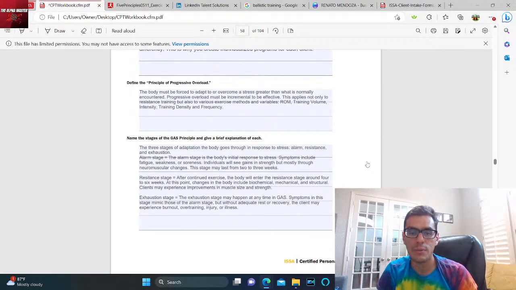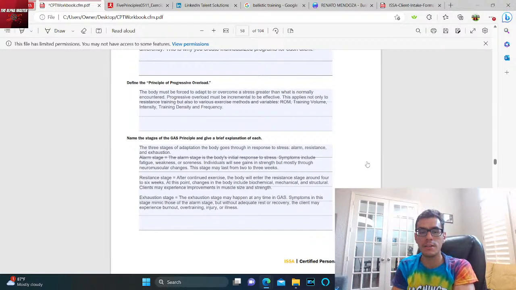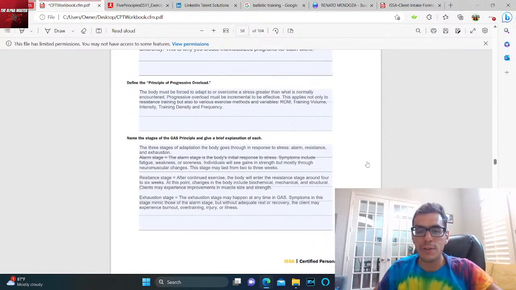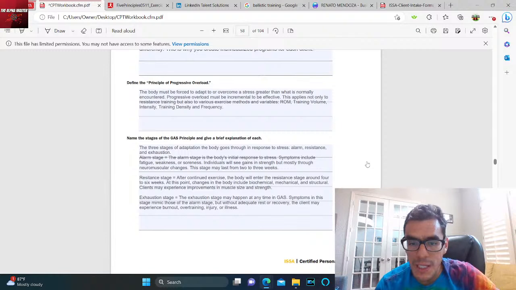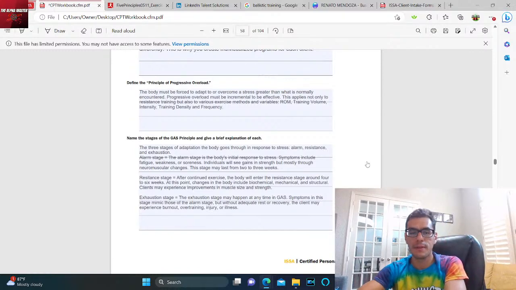Resistance stage. After continuous exercise, the body will enter a resistance stage around 4 to 6 weeks. At this point, the changes in the body include biochemical, mechanical, and structural. Clients may experience improvements in muscle size and strength.